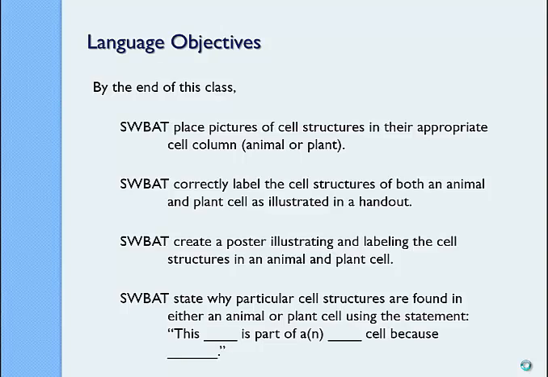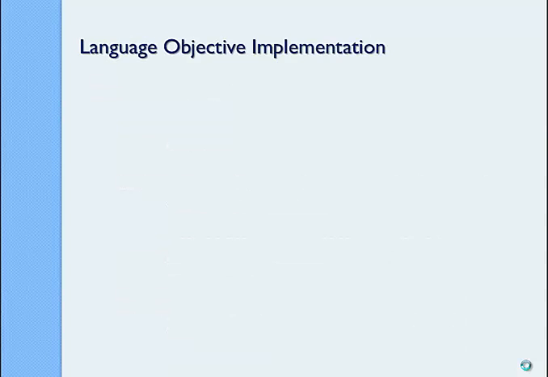Each of these is an example of a language objective tied to the outcome. If the student can do these, then they are also able to do the outcome. There are some rules for language objective writing.